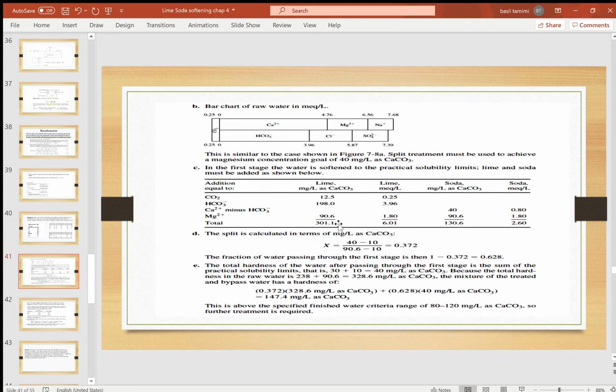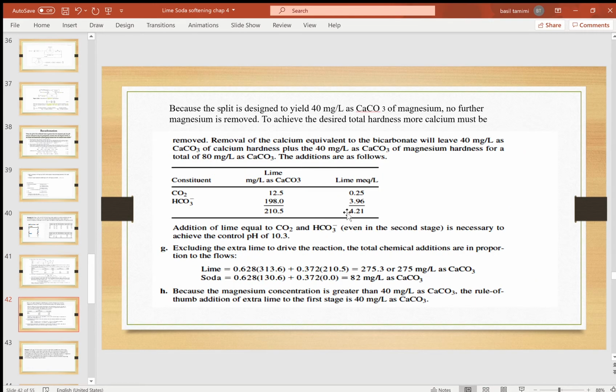Okay, so since we don't need the whole quantity because we're not treating 100%, we're treating 62.8%, we will take 62.8% of 301. And for the untreated part, which is 37.2, we would normally say 0 here, because we say that this is the part untreated. However, this is the quantity of lime that should be added when we're not treating. But why are we taking this into consideration in the untreated part?